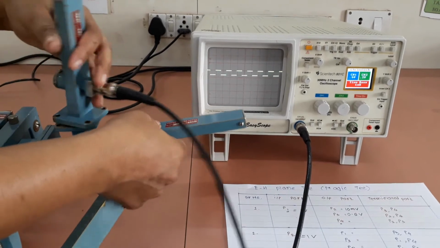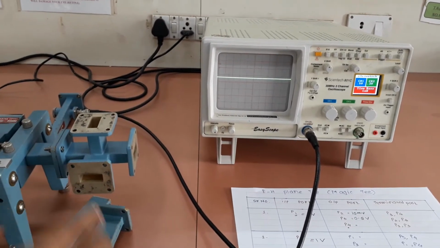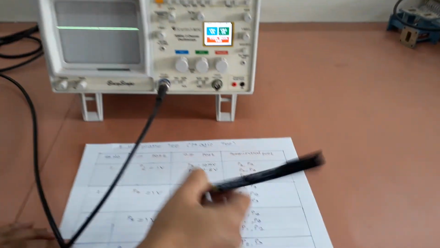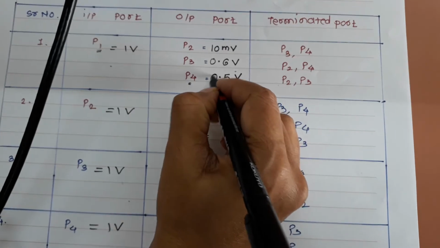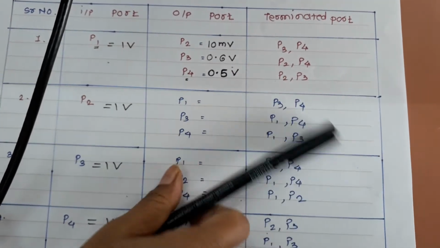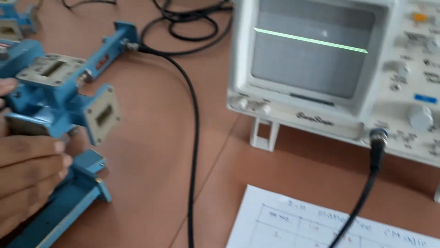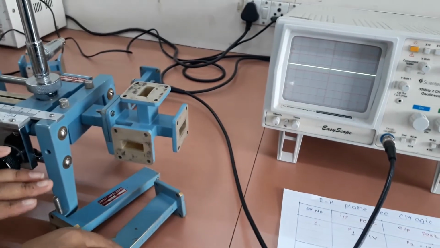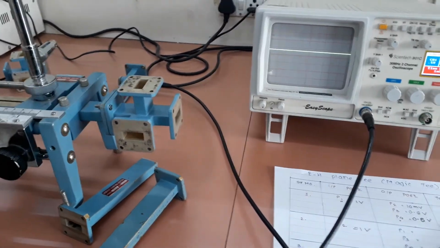Similarly, I'll repeat the same for the other ports and write down the readings. So the output at port number 4 is 0.5 volt. There may be some losses because of not properly connecting the match terminations, or different match termination values. Now let us take the readings for the other ports and then we'll do the calculations.